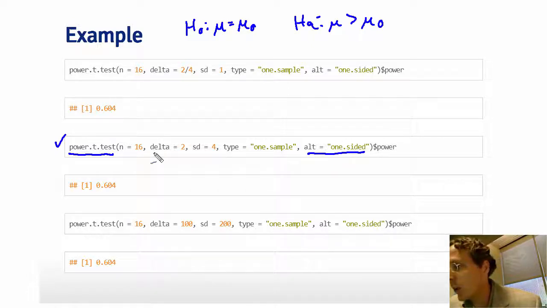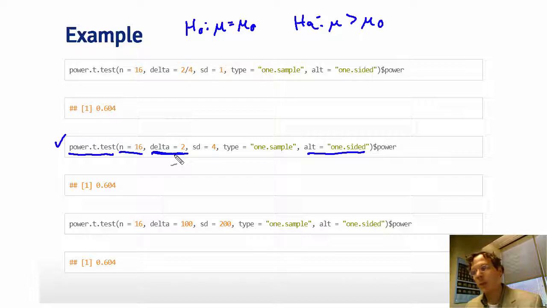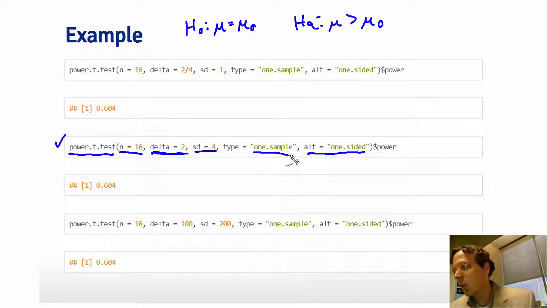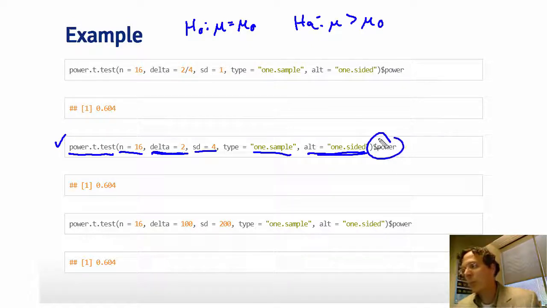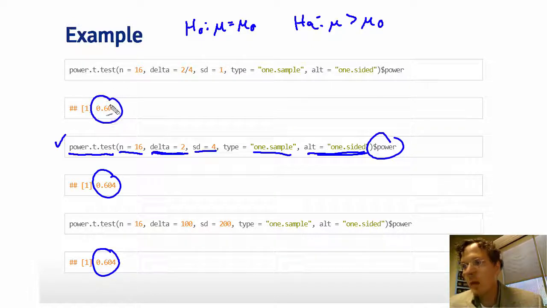So delta here, this parameter, is the difference in the means. So if I specify n, I specify how different mu a is from mu naught, and I give it a standard deviation of 4. I'm telling it it's a one-sample t-test, and I want one-sided power, and then I'm grabbing the power part of it. Then it gives me my power, 60%. What I show here, you notice in all the other examples I've given here, it also gives 60% as the number.